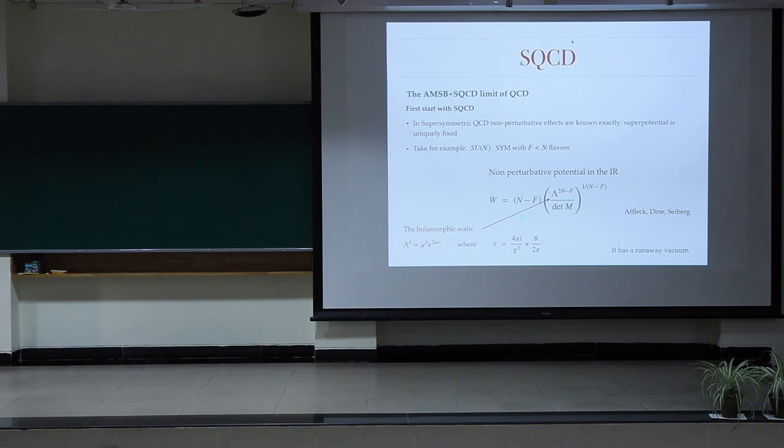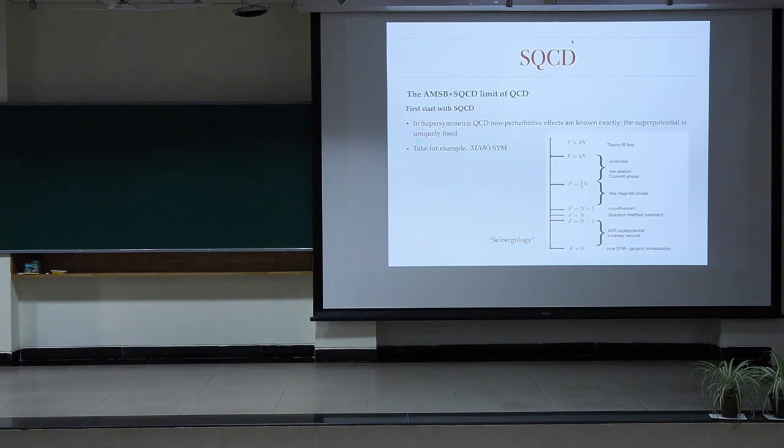Okay. So one thing you get from here, if you derive the potential from this superpotential, the determinant comes in the denominator. So it basically goes to 0 in the limit where the determinant of M goes to infinity. It has a runaway vacuum, easy to show. Again, very, very old physics. Now, Seibergology basically refers to them doing it for the whole spectrum for different values of F. Seiberg and his collaborators classified how the IR looks like. Okay, all right.